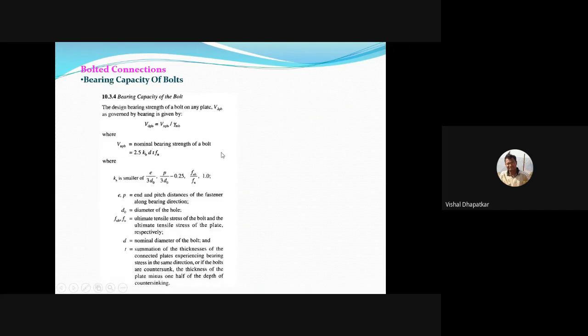So nominal bearing strength of bolt is calculated by 2.5 into kb into d into t into fu. So what are these terms? Kb is the smaller of... So bearing depends on what conditions? One is edge distance, then pitch and yield strength of the bolt and plate, right?